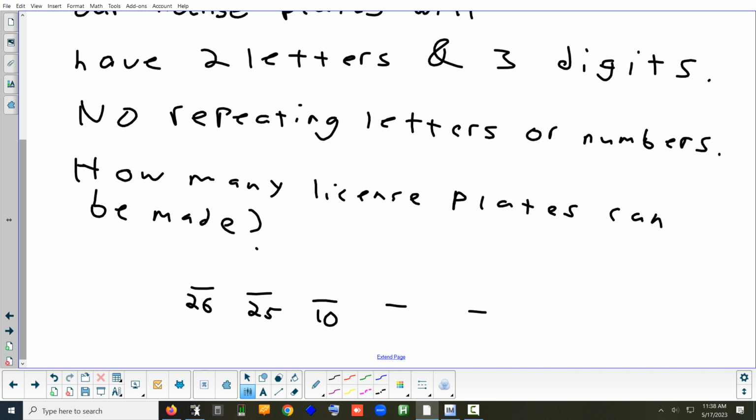But there are 10 different digits you can pick. Now, digits cannot repeat. So no matter which digit you pick, how many are left? 9. So 9. And then 8.